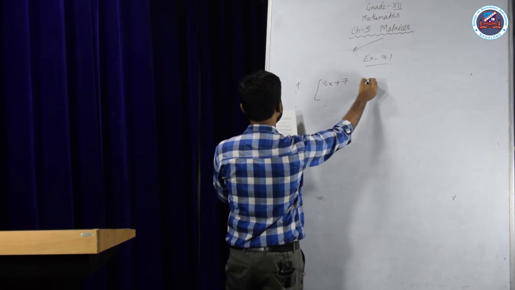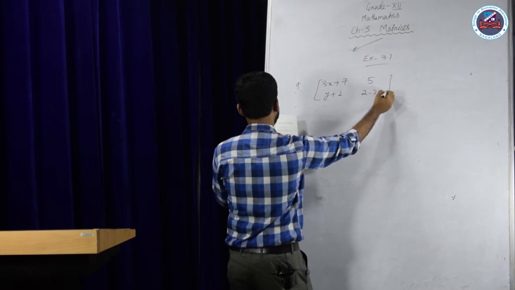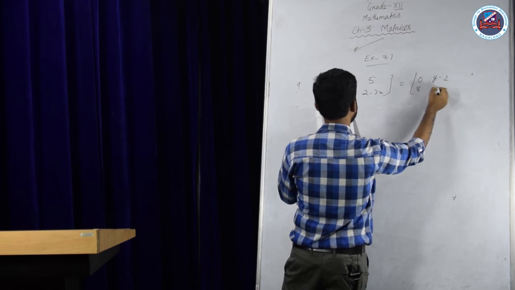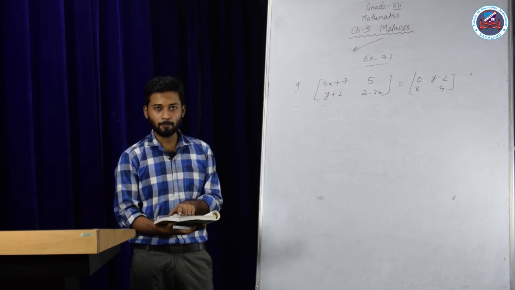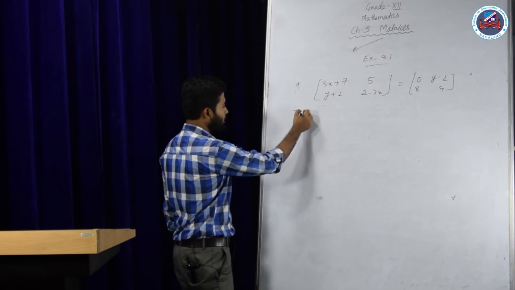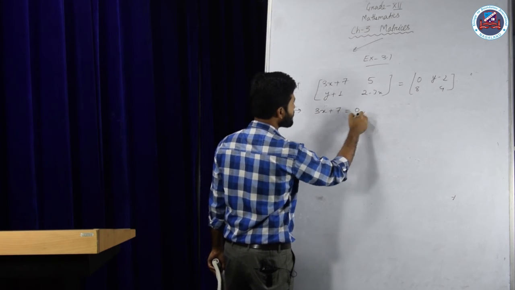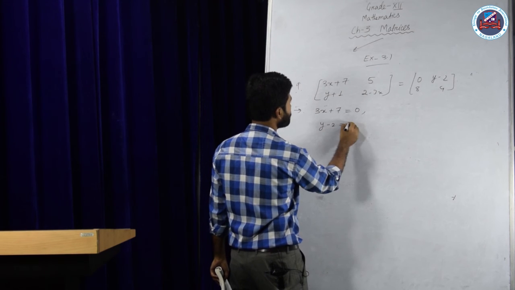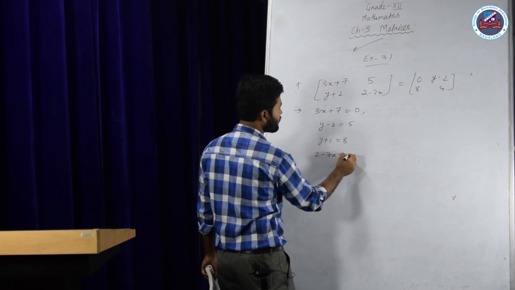The matrices are 3x plus 7, 5, y plus 1, 2 minus 3x, equal to 0, y minus 2, 8, 4. So the question is, which of the given values of x and y make the following pair of matrices equal? At first, let me equate these two matrices. If these two matrices are equal, then their corresponding elements will also be equal. That is 3x plus 7 will be equal to 0 and y minus 2 will be equal to 5, y plus 1 will be equal to 8 and 2 minus 3x will be equal to 4.